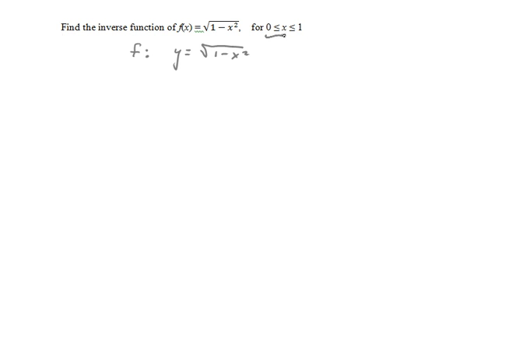and we have a restricted domain explicitly given because without restricting the domain, the square root of 1 minus x squared would not be 1 to 1. So it needs to be restricted to the right side of the y-axis.